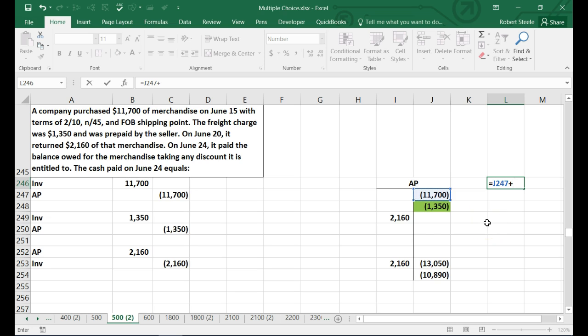plus the amount that was returned, or I could say, flipping the sign, this minus this. So if we subtract those two out, 11.7 minus the 2160, that's how much is owed that's not part of the freight. And that part we're going to get a discount on. We're going to get a 2% discount, which we could calculate as 0.02, and then I'm going to go to the Home tab, font, increase the decimals, 0.02, multiply that out. This equals this amount, not including the freight, times the 0.02.